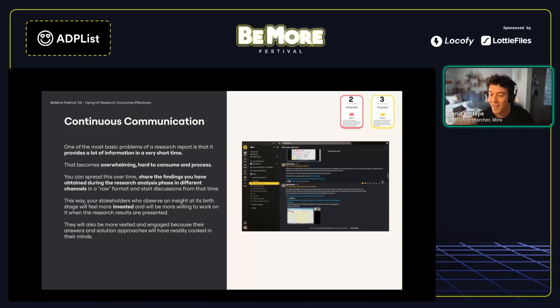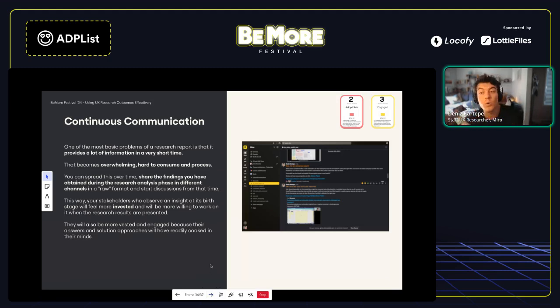And so a research finding is already being cooked by the time the research is being done. So once the report is prepared, everyone is aware of what we want to do. Everyone has already had these discussions. They are looking forward to that meeting where they can come together and discuss. So that's amazing. And then eventually, this makes sure that people are more invested and more engaged because their answers and solution approaches will have already been taken into account, because I also follow that Slack chat.